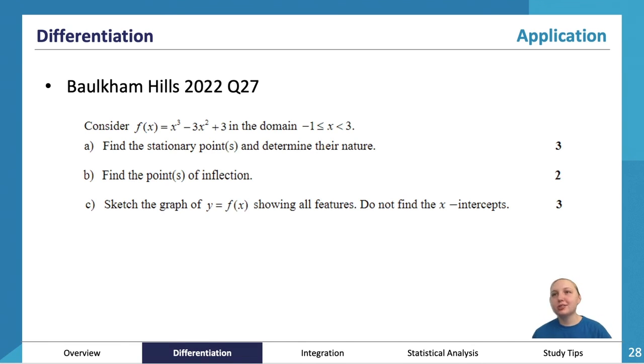Okay, we might go through this question now. If you do need more time, feel free to pause the video. Otherwise, let's get on with it. So looking at part A, consider f(x) = x^3 - 3x^2 + 3 within the domain of x between -1 and 3. So for 3 marks, we want to find the stationary points and determine their nature.